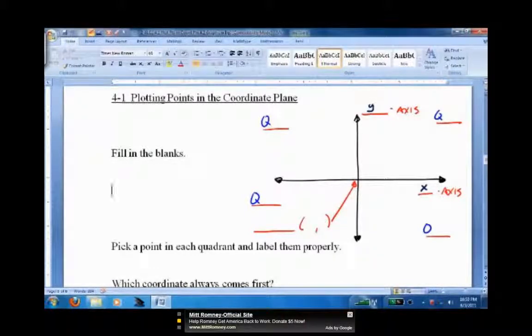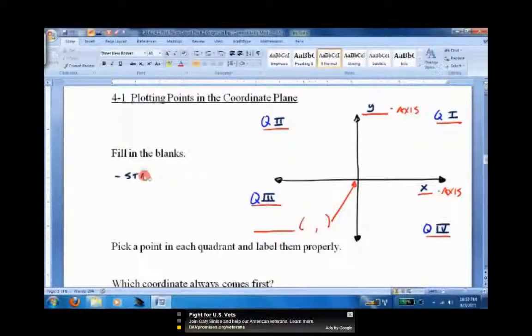The quadrants are called by Roman numerals. This is the first quadrant. This is the second quadrant. This is the third quadrant. And this is the fourth quadrant. For whatever reason, they always start in the upper right and they go counterclockwise. This is just the way it's always done.